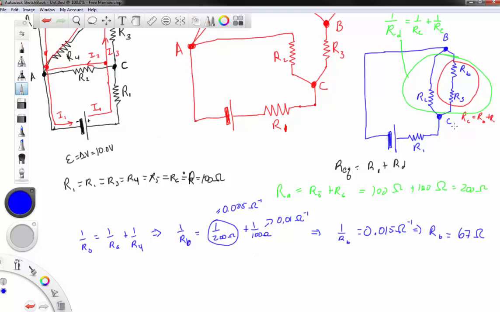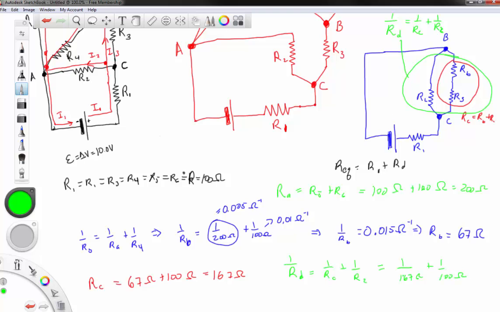Okay. So the next step is to get RC. RC is this series combination, RB plus R3. So we have 67 ohms plus 100 ohms, or 167 ohms. Now we can do RD. RD we get by using 1 over RD equals 1 over RC plus 1 over R2. This is a 2, in case you're having trouble reading my handwriting. So that would be 1 over 167 ohms plus 1 over 100 ohms.